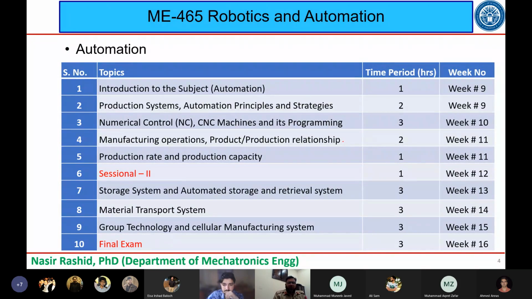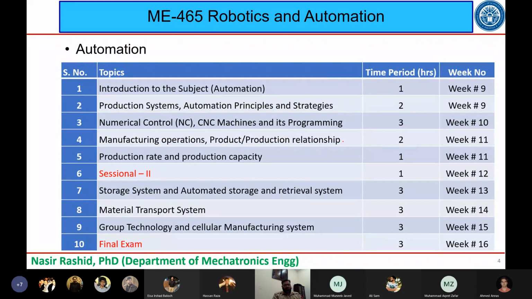Then we talk about production rate and production capacity. I'm not sure if you have studied this. No sir, this has not been studied. Okay, then how about serial 7, which is the storage system, called ASRS, Automated Storage and Retrieval System. I think you would not have studied this either.